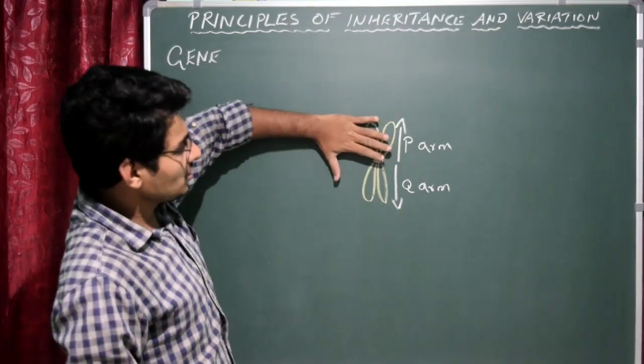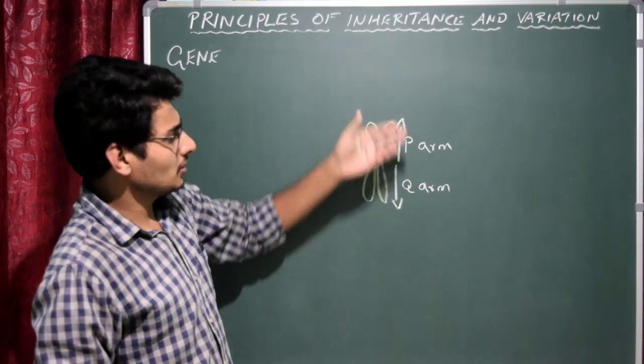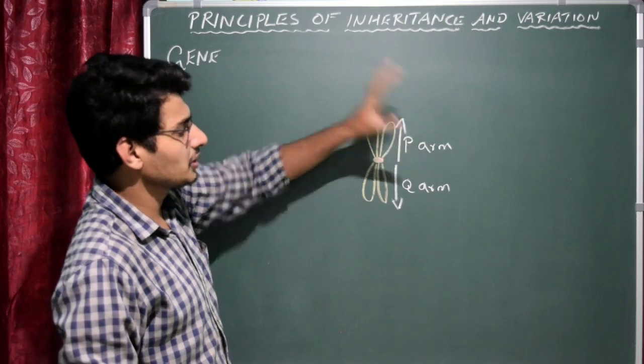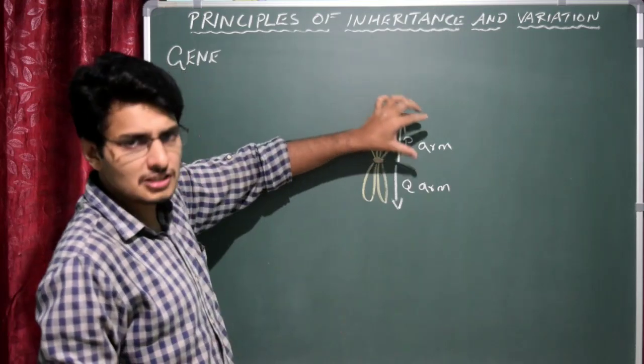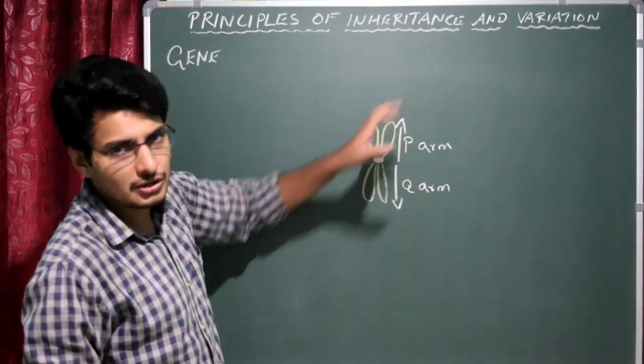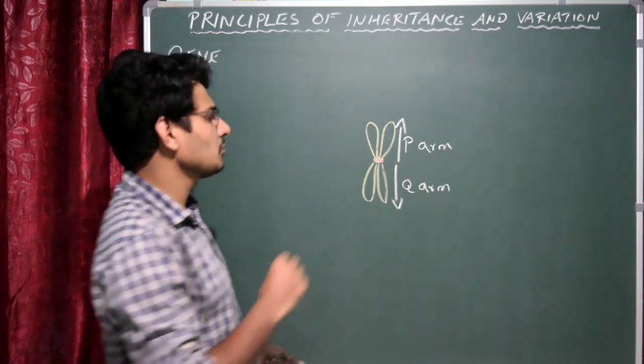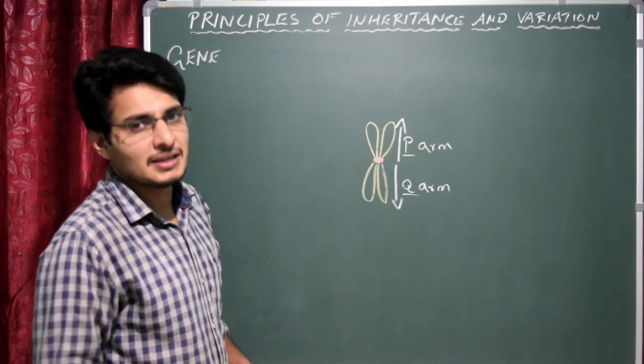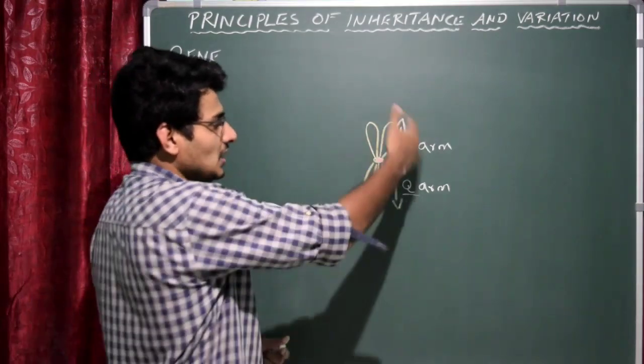So you may get this diagram, and you may be asked what is the P arm, or you have to find where the P arm is and where the Q arm is. Remember, P is the smallest arm, whereas Q is the longest arm actually. So it's very easy to remember also. P comes first, then Q. So P is smaller, Q is larger, bigger. Okay, so that's actually the thing.